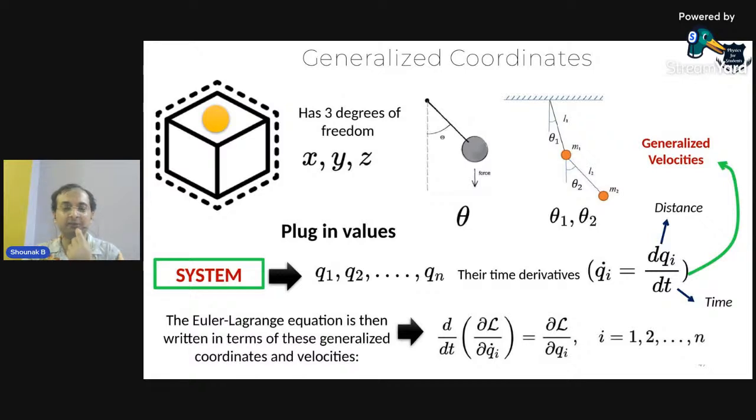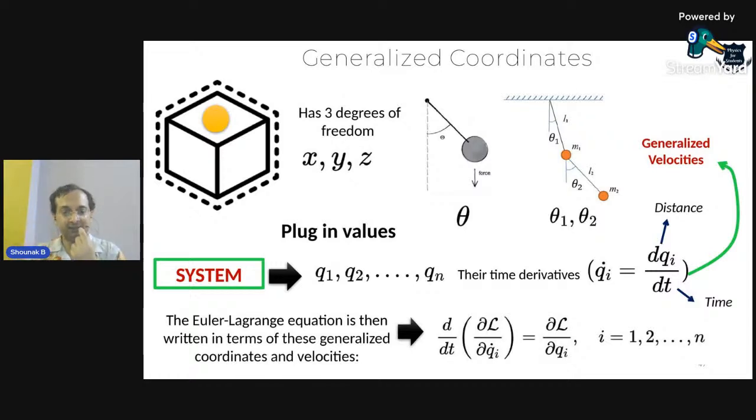Here you can see what I have actually written. This is called the generalized coordinate. Say, for example, you take this box. In this box, how many degrees of freedom do we have? Three: x, y, and z. A simple pendulum has 1 degree of freedom. A double pendulum has 2 degrees of freedom.